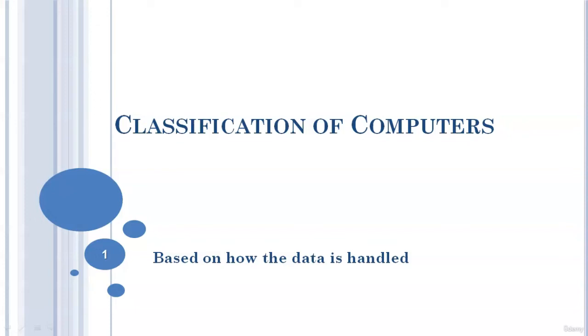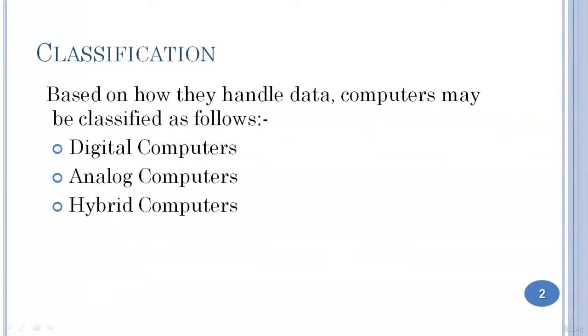In this lesson, we will discuss how we may classify computers based on how they handle the data. Based on how computers handle the data, we may classify computers into three main types. Number 1, digital computers. Number 2, analog computers. And number 3, hybrid computers.